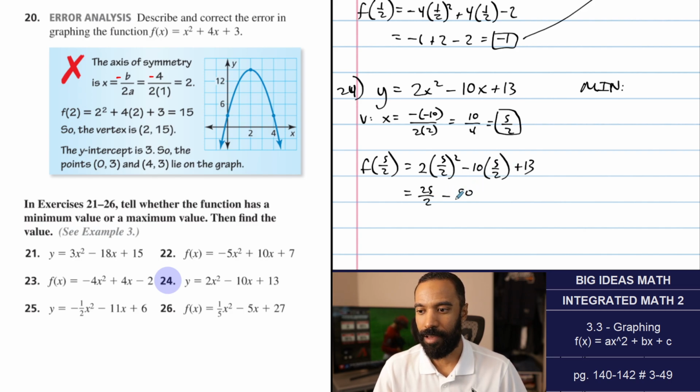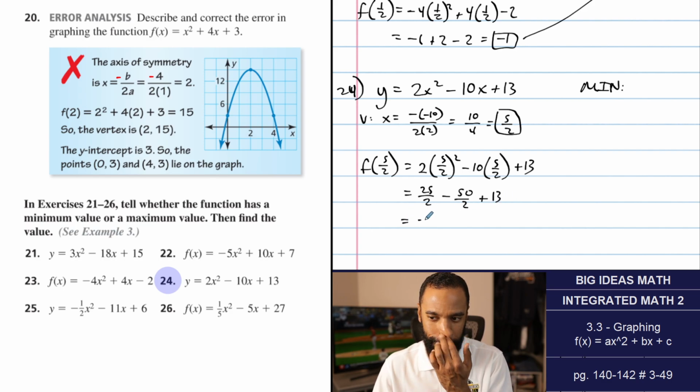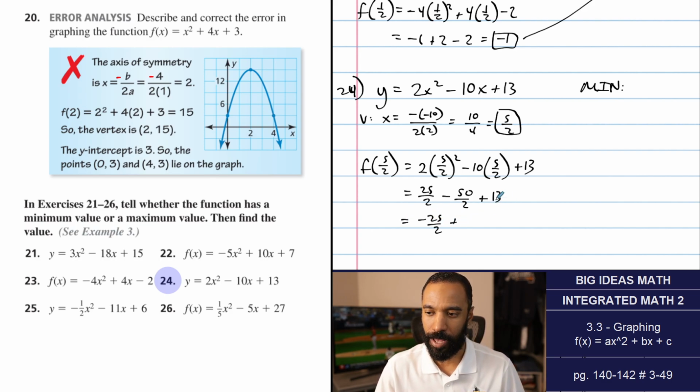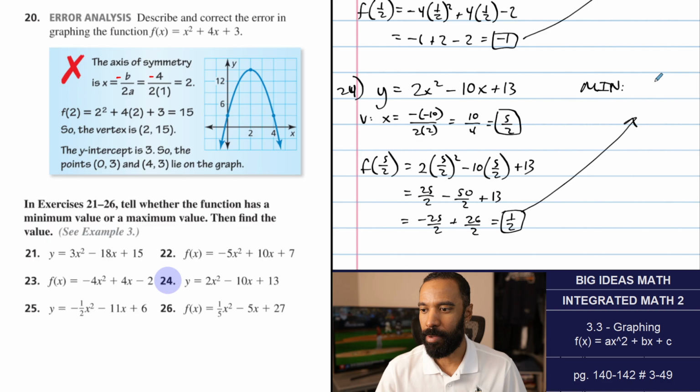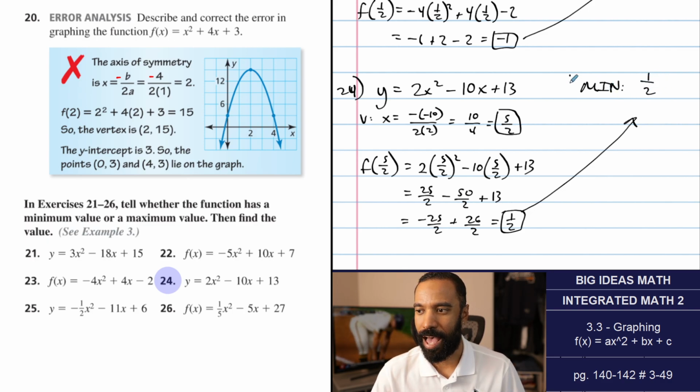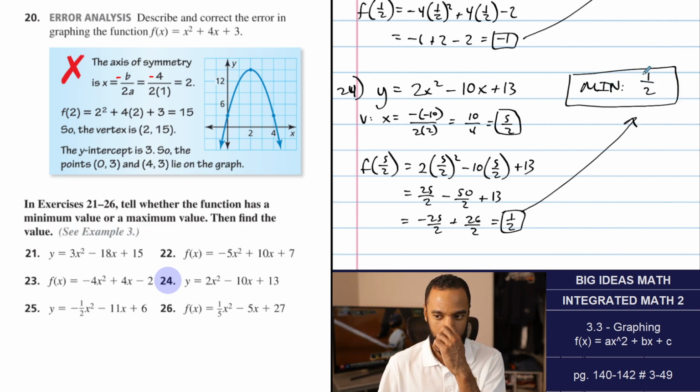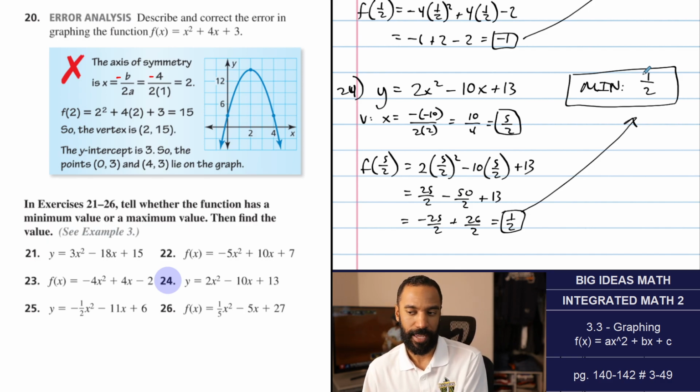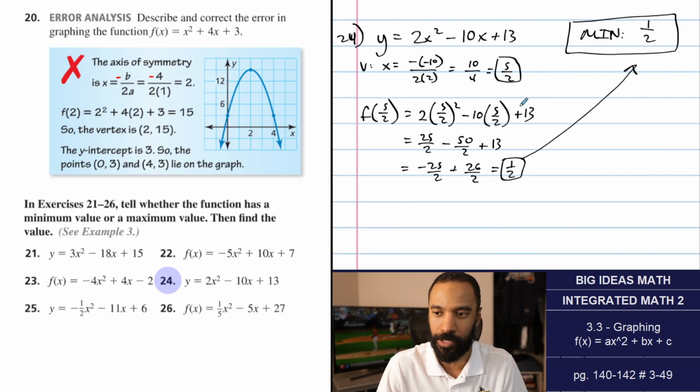Minus 50/2, which is negative 25/2. Plus 13. Negative 25/2 plus 13 is 26/2, which is 1/2. And that is the minimum. The minimum value is 1/2. It only goes up from there. So that is the smallest y value that it hits. It occurs when x equals 5/2.